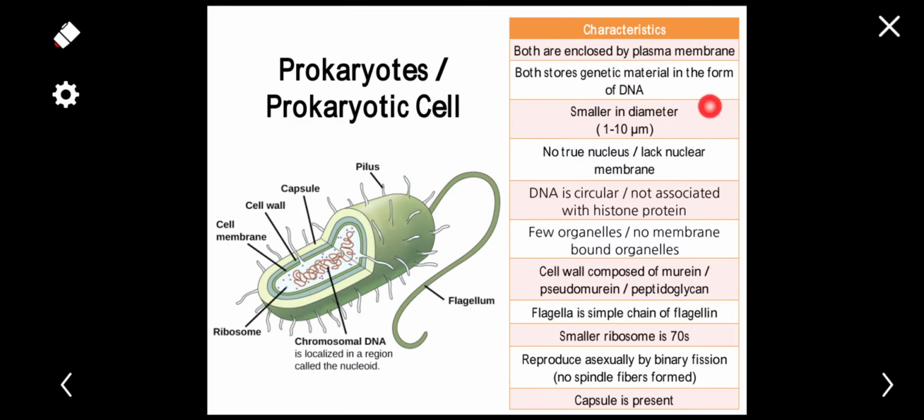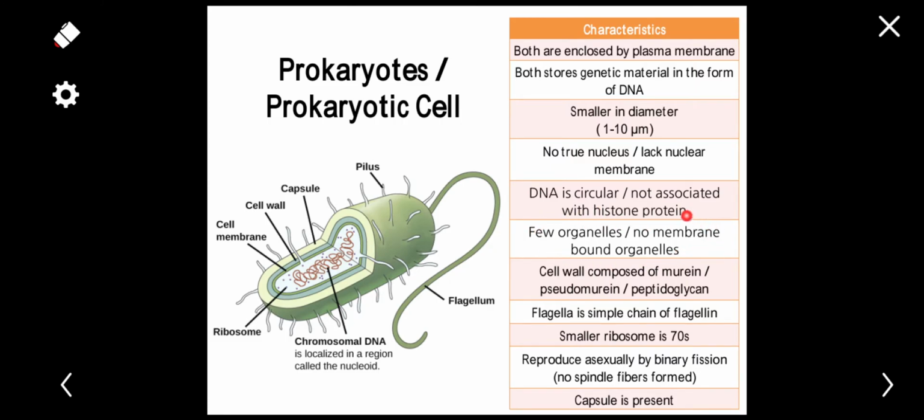It's small in size. No true nucleus. The word true is very important. Okay, the true means it doesn't have a distinct, clear nucleus membrane. In other words, it has no nuclear membrane. So, no true nucleus. DNA is circular and not associated with histone protein. Because the size of DNA is quite small, the DNA is not compacted. It is not condensed. So, it's just lying naked in the cell, and it doesn't need histone protein to wrap around.